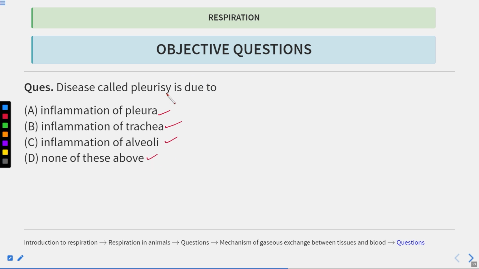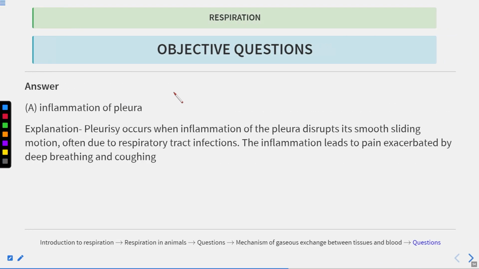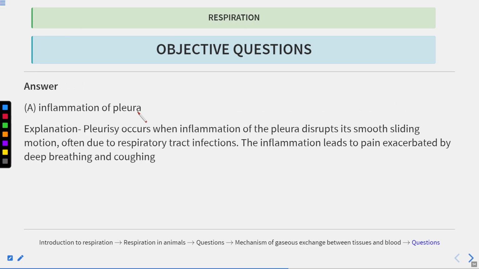So pleurisy was because of the inflammation of what? Inflammation of the pleura. So what is pleura? Pleura is the outer membrane of the lungs, or you can say the membrane that covers the lungs is known as the pleural membrane. That's why the inflammation of the pleura is known as pleurisy. This is the outer membrane of the lungs.